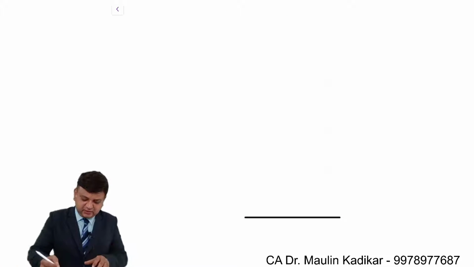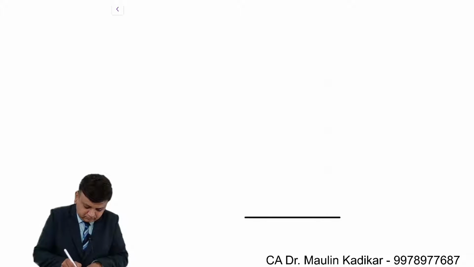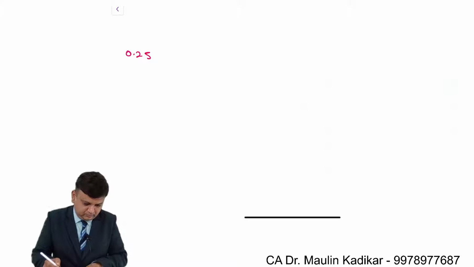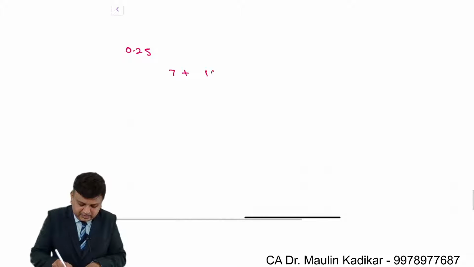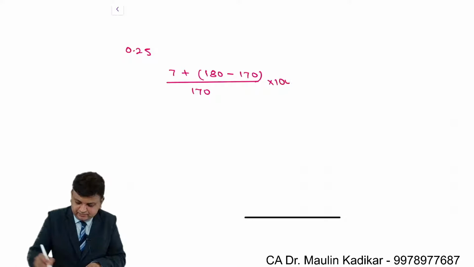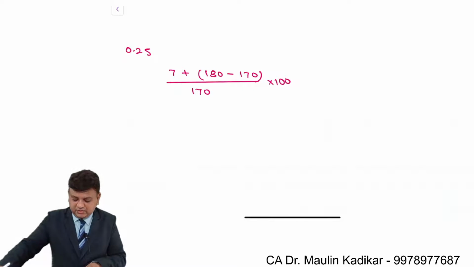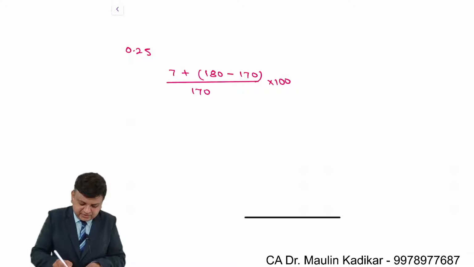Now friends, we understand over here that there are 25% chances that the dividend income will be 7, price of the security will be 180 from 170, divided by 170 into 100. So kindly use your calculator. 7 plus 10 divided by 170 into 100. So it comes to 10 percentage.